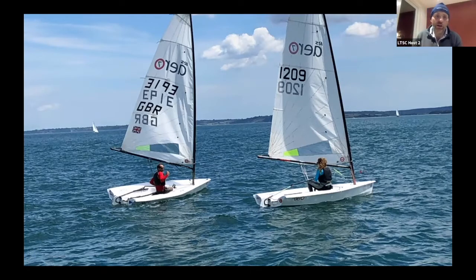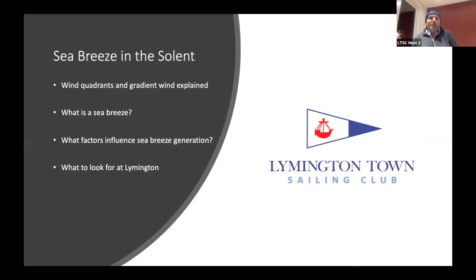So what I'm saying here is it's a nice picture, midsummer, sea breeze, light and fluffy clouds, and just the southwesterly breeze we've got in the Western Solent. So, sea breeze, focus on the Solent because that's where we sail, but the generics I give you in this will cover you for wherever you sail in the world, really.